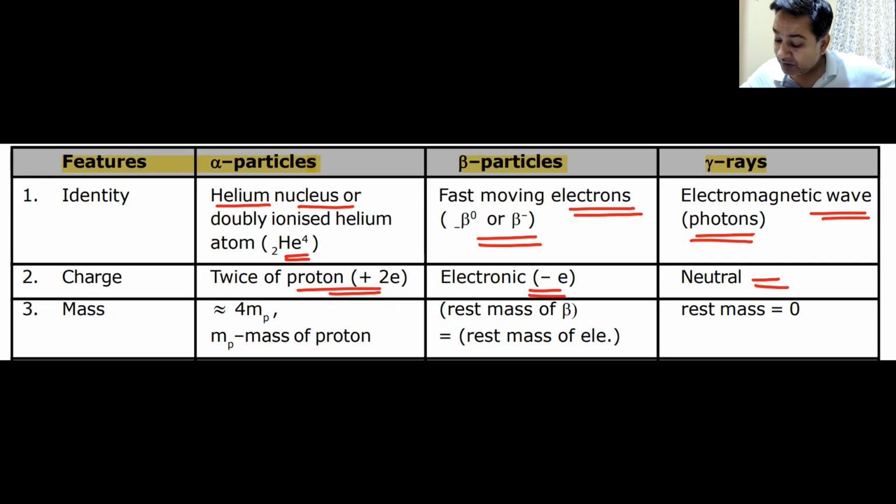Yes, sir. Mass, 4 times the mass of a proton. We understand this. 4 nucleons are there. This is the rest mass of an electron, the mass of an electron. Here the rest mass is 0. Remember, the photon's mass is 0. We understand this. Yes, sir.